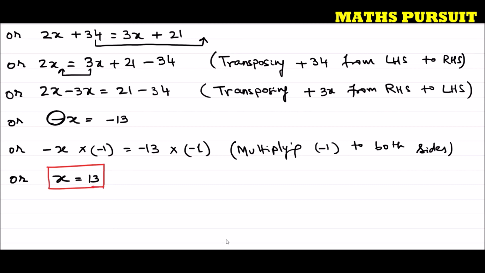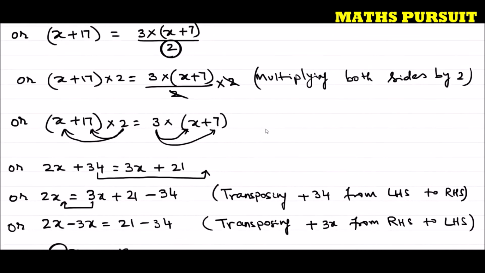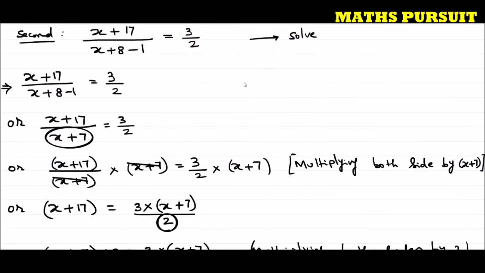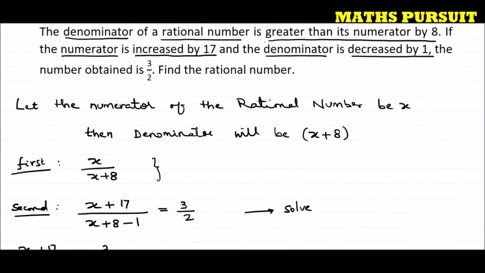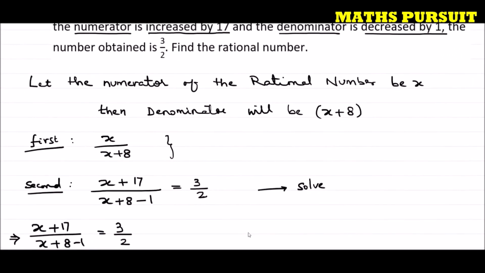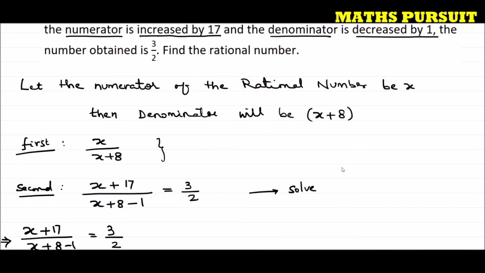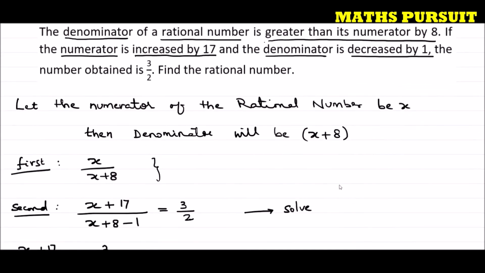Now let us look at the first part of the question. If you remember, or if you look at the first part of the question, you will see that we assumed, let the numerator of the rational number be x, then the denominator will be x + 8. So we have assumed the numerator to be x and the denominator to be x + 8. That means I can easily replace the values of x. So we got the value of x as 13. So instead of x, I can write 13 divided by 13 + 8, that is equal to 13 divided by 21. So guys, this is the rational number.